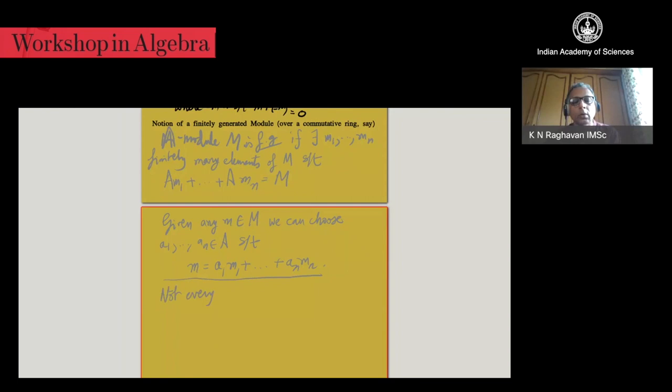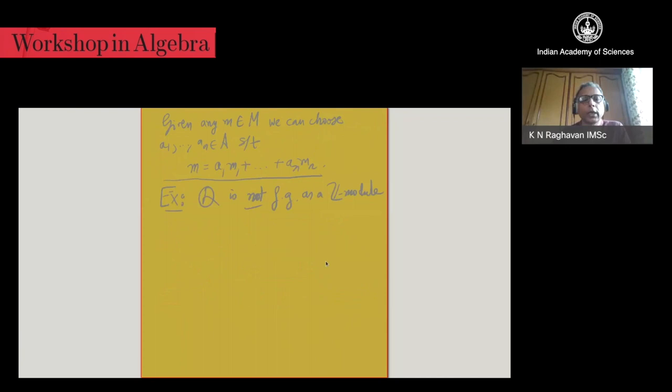Need be finitely generated. Or let me not say it that way. Let me just give you an exercise. For example, consider Q, the group of rational numbers. This is an abelian group, and therefore it is a Z module, but it is not finitely generated as a Z module. That's a good exercise for people to try if you don't immediately see it.